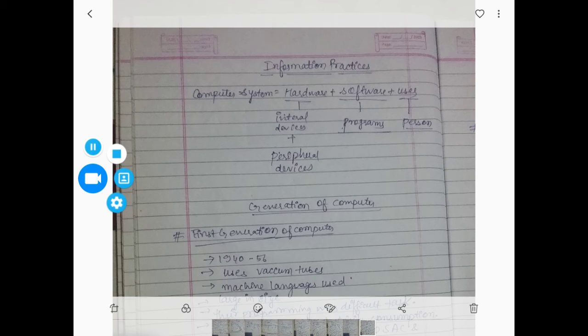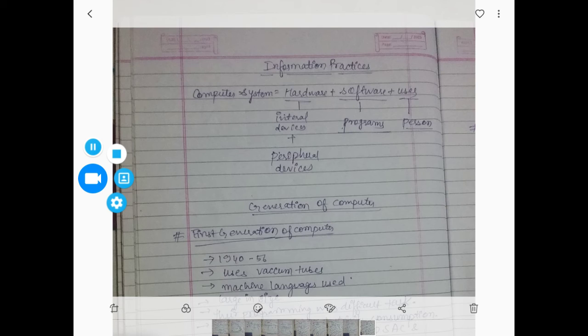Next, the generations of computers. There are 5 generations of computers: first generation, second generation, third generation, fourth generation, fifth generation. The fourth generation is the generation of computers which is continuing even today, and the fifth generation is the upcoming generation, while the first, second and third generations are the past few years' computer types, including the IBM, EDVAC, etc.